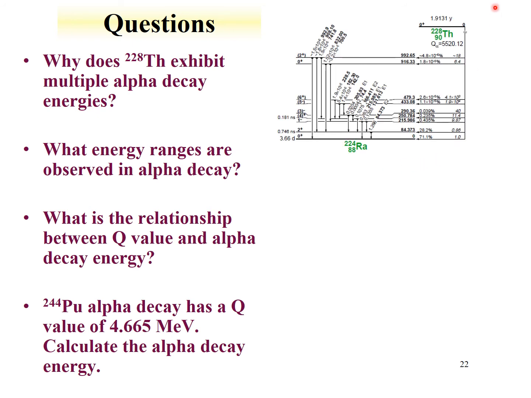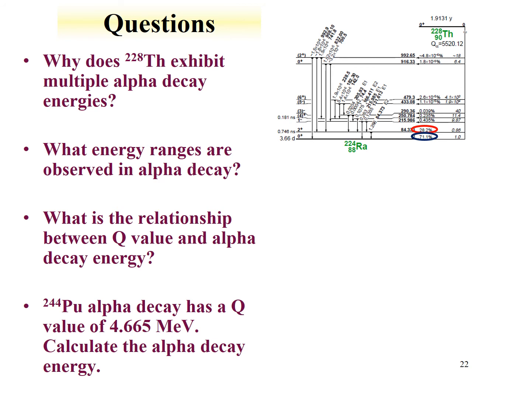This is another thorium-228 decay scheme that's shown. Here's the parent, thorium-228, decaying to the daughter, radium-224. And we see that it decays to multiple levels in the radium-224. 28.2% of the time it goes to this first excited state. And then 71.1% of the time it travels to the ground state.